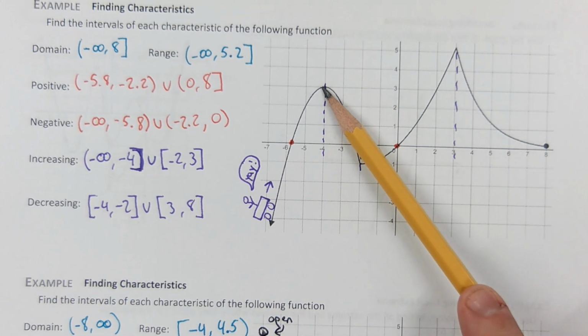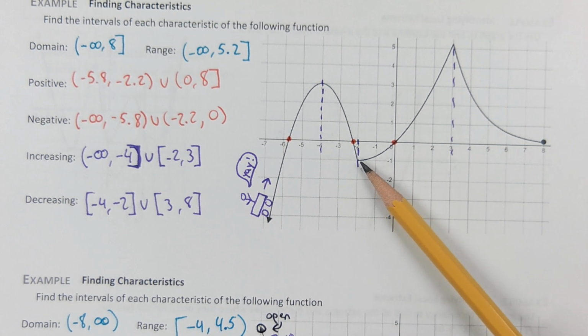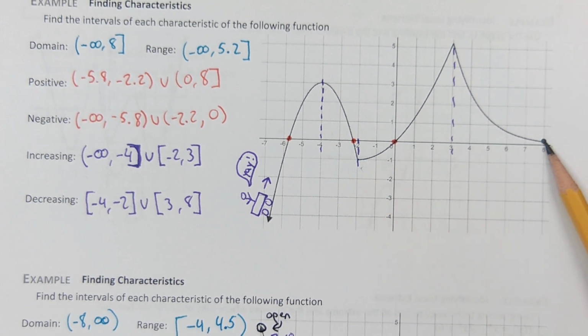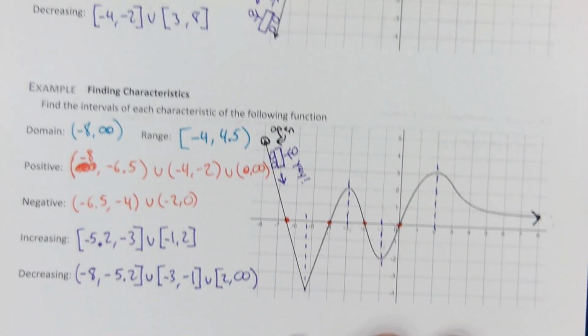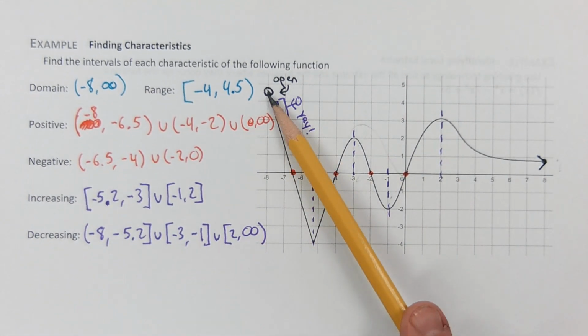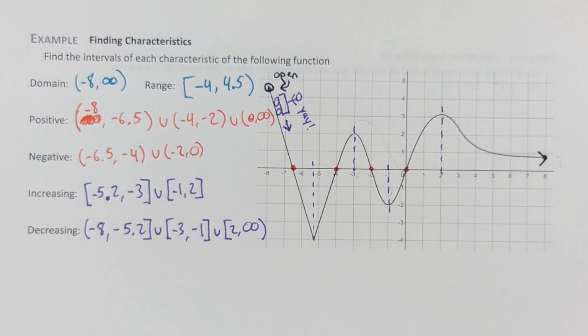This is a local maximum. This is also a local maximum. This is a local minimum. And guess what? This endpoint is also a local minimum. But this is not a local maximum because it's not included. So we can't actually talk about that point as being part of the graph if it's not a point.